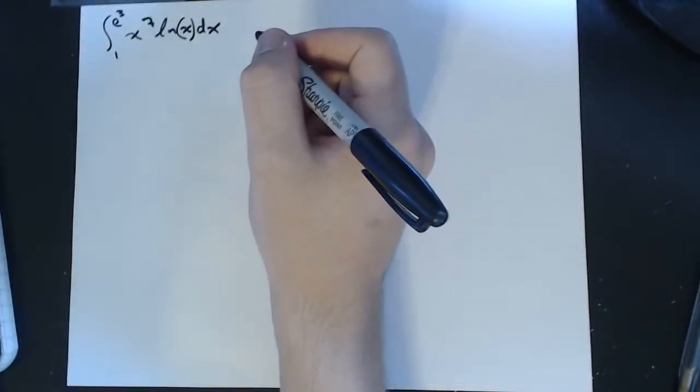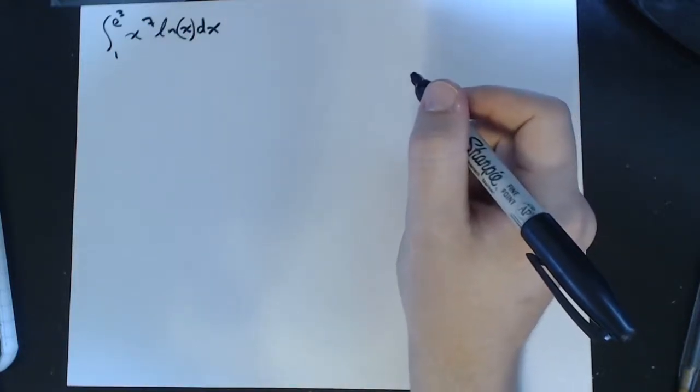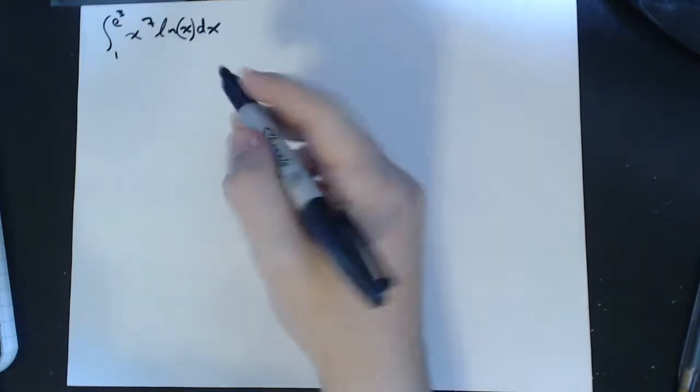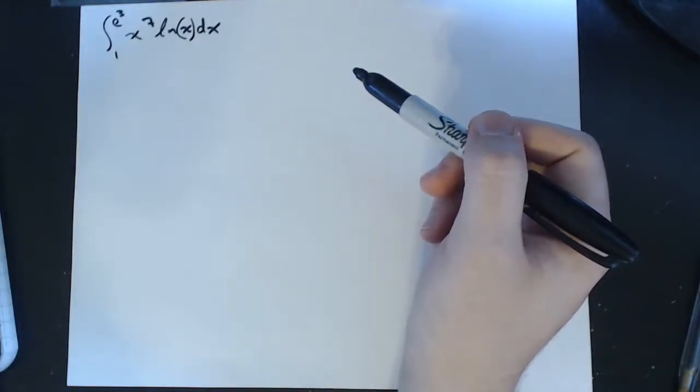Okay, in this video we're going to do an example of integration by parts, which you learn probably in Calculus 2, but sometimes in Calculus 1 also. So I have this problem here, and it says we want to take the integral from 1 to e cubed of x to the 7th times ln of x dx.